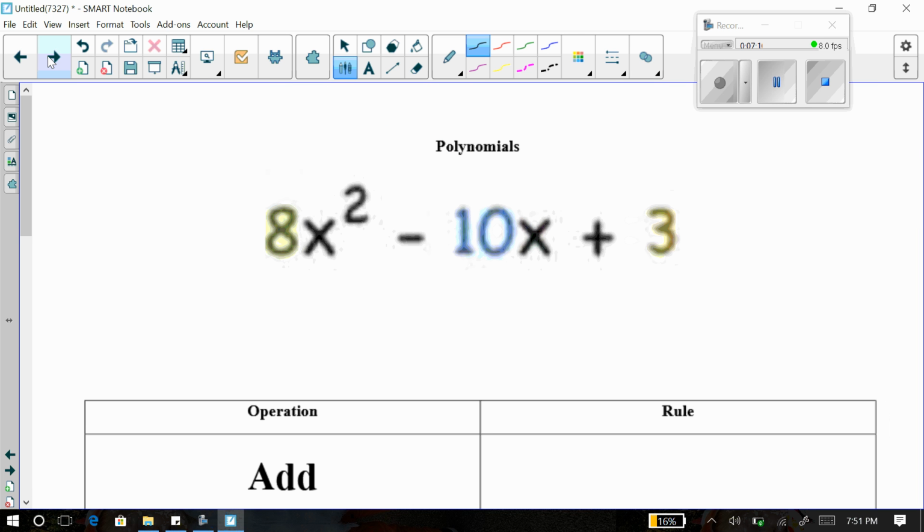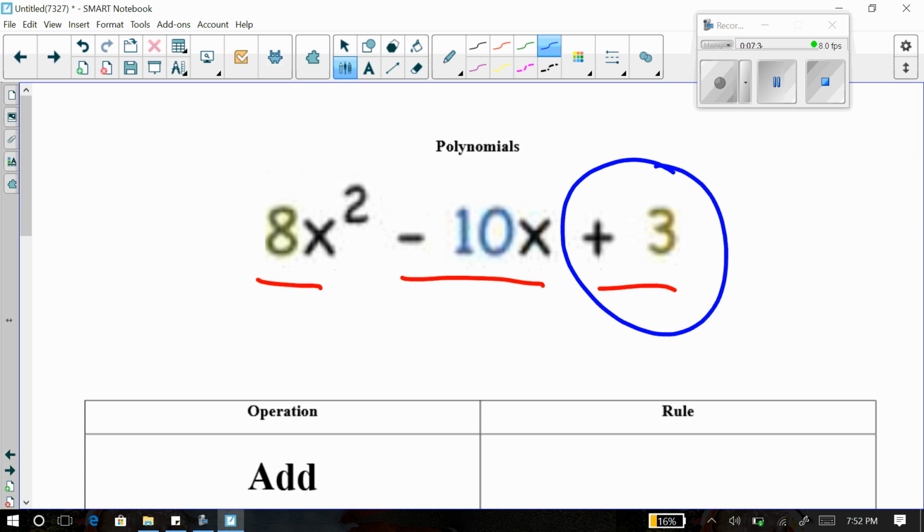Polynomials, and I apologize that this is blurry, but remember polynomials are just things that are made up of many terms. So we have one term, two terms, three terms. And there's some vocabulary that you have to remember of polynomials. If you remember, the constant is the number that has no variable with it, no letter with it.